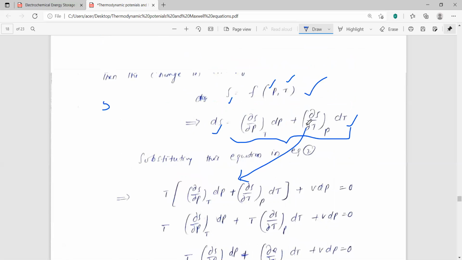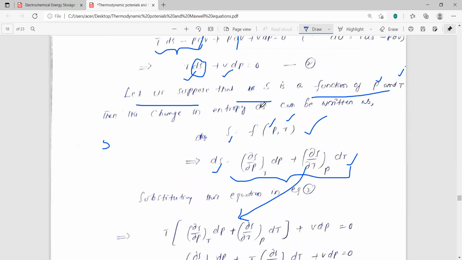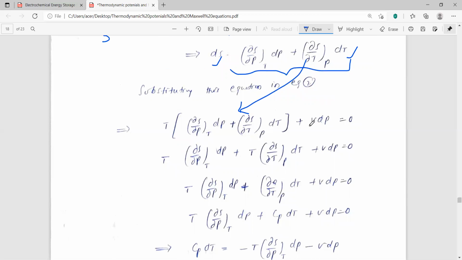Plus, you can write the other value as it is. What is the other value? VdP. Okay, plus VdP equal to 0. Now, I should multiply with T. So T into dou S by dou P at T into dP plus T into dou S by dou T at P into dT plus VdP equal to 0.